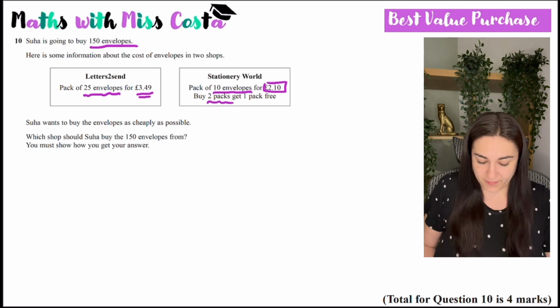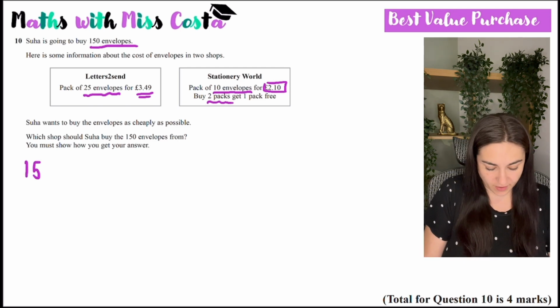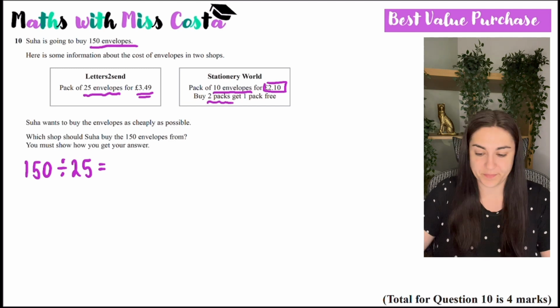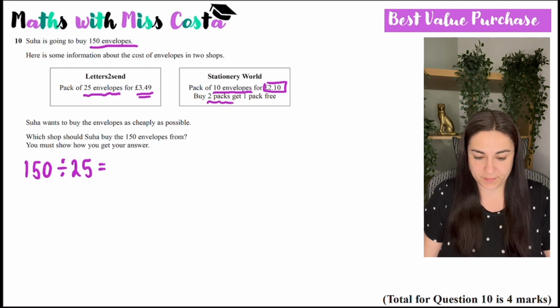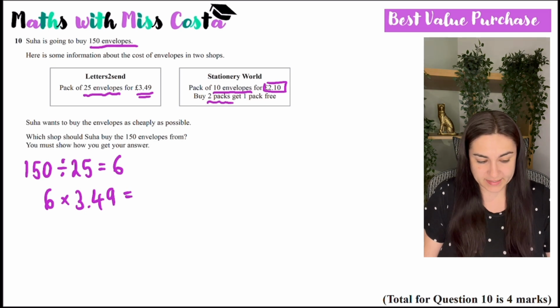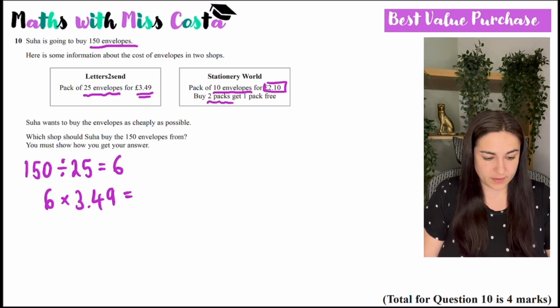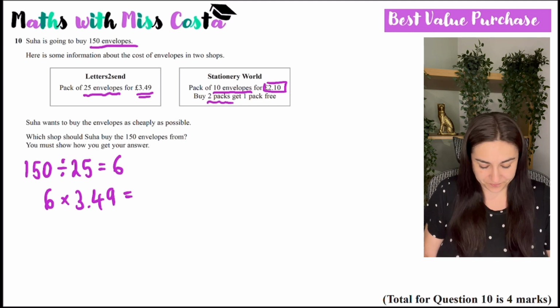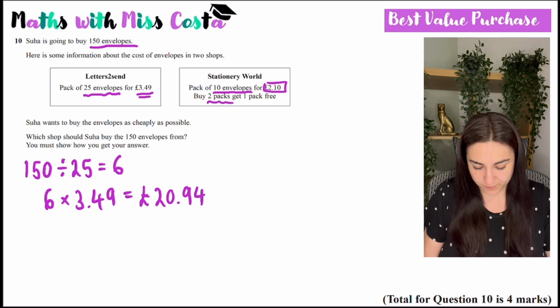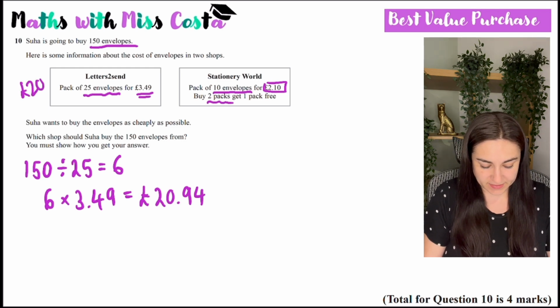So for packs of 25 envelopes, I can do 150 divided by 25 to see how many packs of 25 she needs to buy. So 150 divided by 25 is 6. So she needs to buy 6 packs of 25, which cost £3.49. So if I just type that into my calculator, that tells me that she can buy them from Letters to Send for £20.94. So £20.94 from over here.